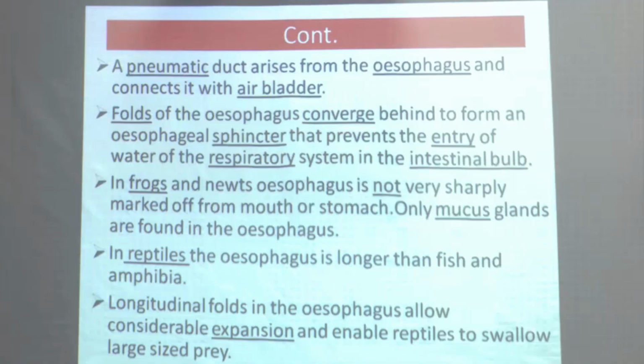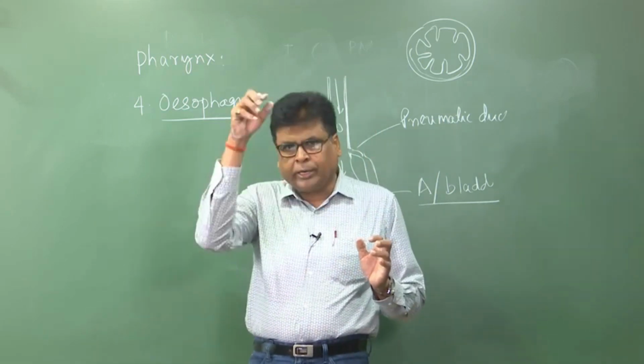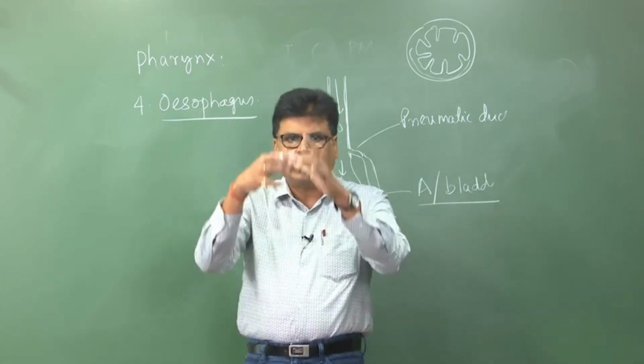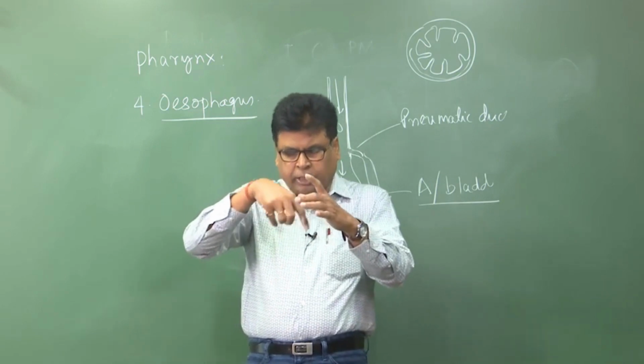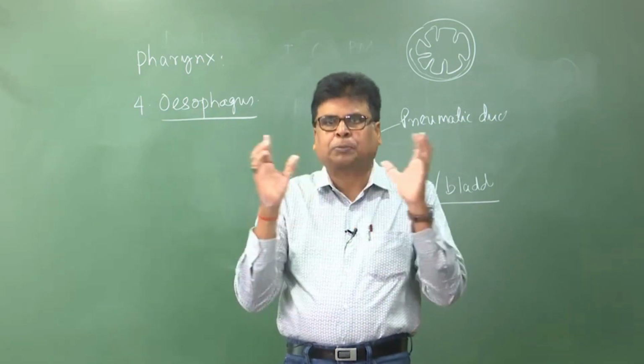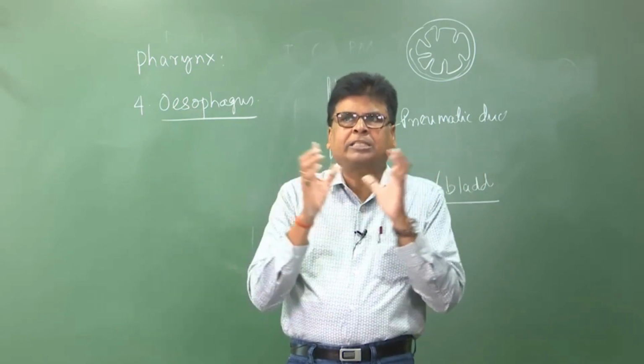So in reptiles, the oesophagus is longer than in fish and amphibia. Longitudinal folds in the oesophagus allow considerable expansion and enable reptiles to swallow large sized prey. Again, in case of reptiles, if you imagine the oesophagus as a tube, the longitudinal folds in the oesophagus allow considerable expansion. As the folds are there, they can expand and provide maximum surface area.